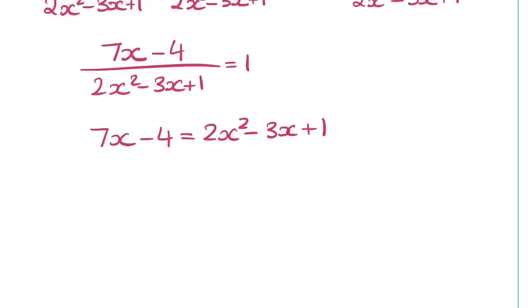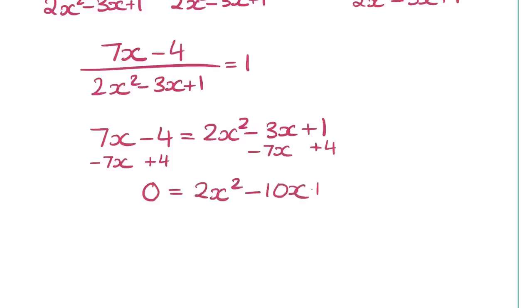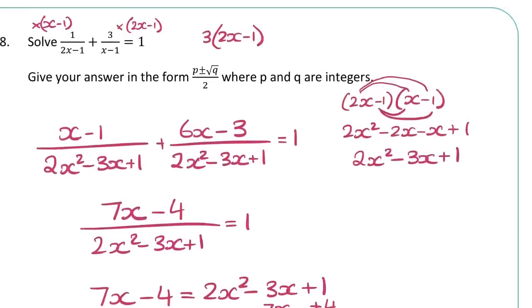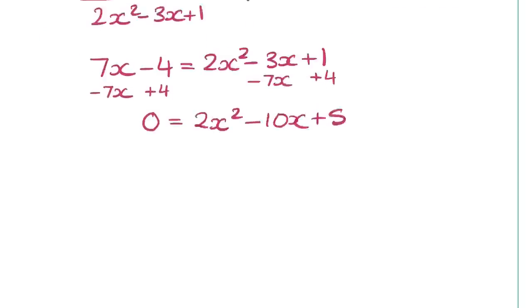So let's see, let's move everything to the right-hand side. So we'll minus 7x and add 4. So it's 0 equals minus 7x over here and add 4. So we get 2x squared minus 10x plus 5. We now have a quadratic that's equal to 0. And now we need to put it into the quadratic formula and try and make it match what we've got up there.